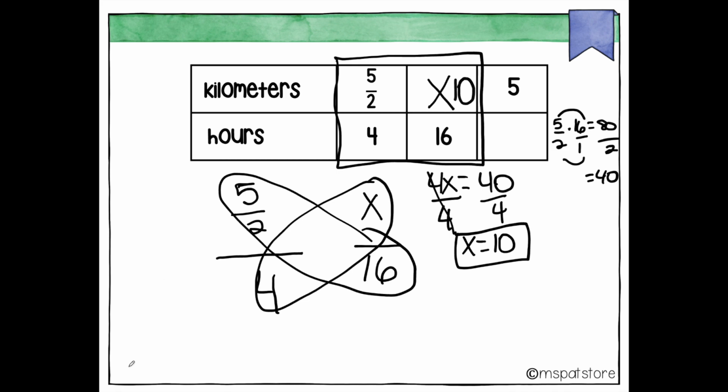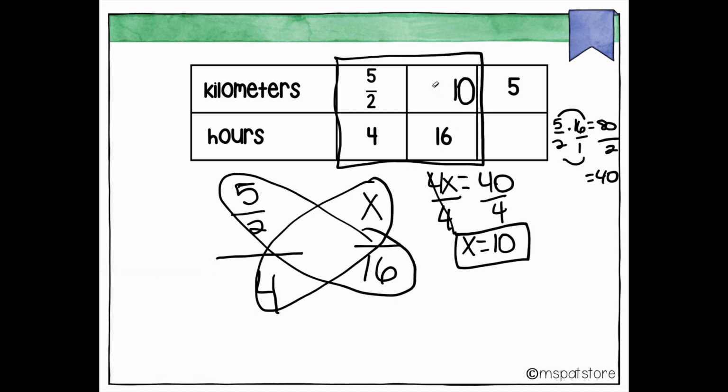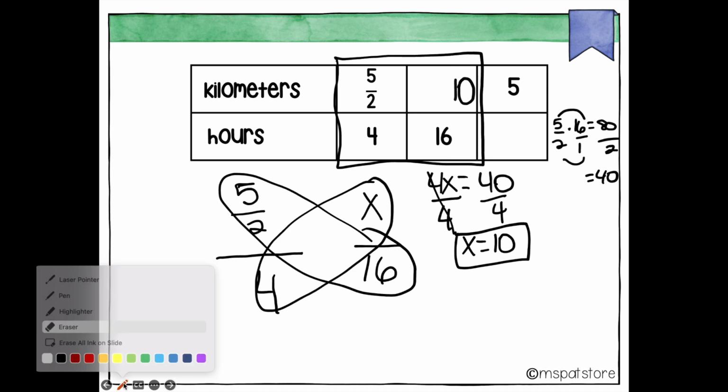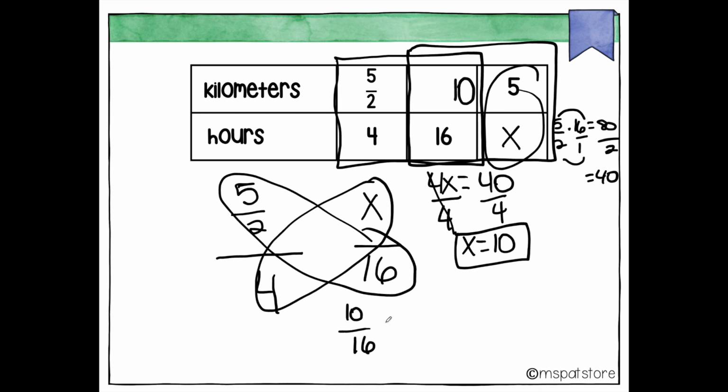Okay? Let me erase the X here so you don't get confused with it. But now you know what it is that we did over here. We're going to do exactly the same on the other side of the table. So now we have this other side of the table with another unknown. So I'm going to write this ratio in fractional form: 10 out of 16. And this ratio in fractional form: 5 out of X.